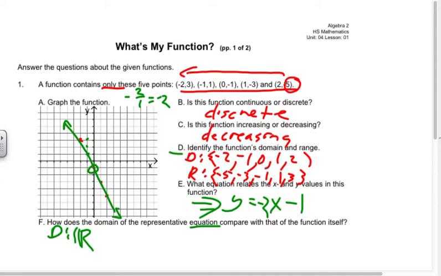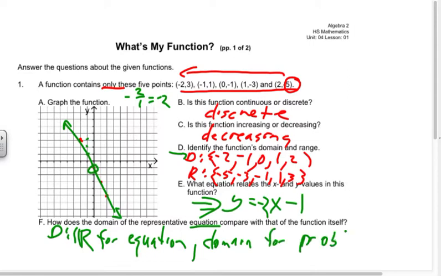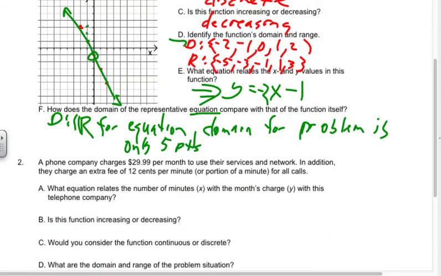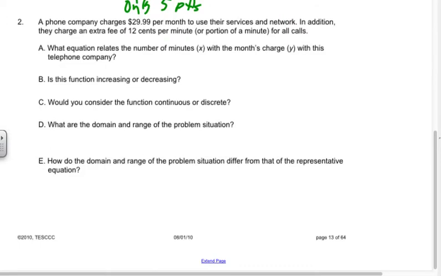However, the domain for my problem situation, that's for the equation, the domain for my problem situation, which is up here, is only 5 points. So it's just one small part of what the equation is. Okay, so let's move down and take a look at problem number 2.